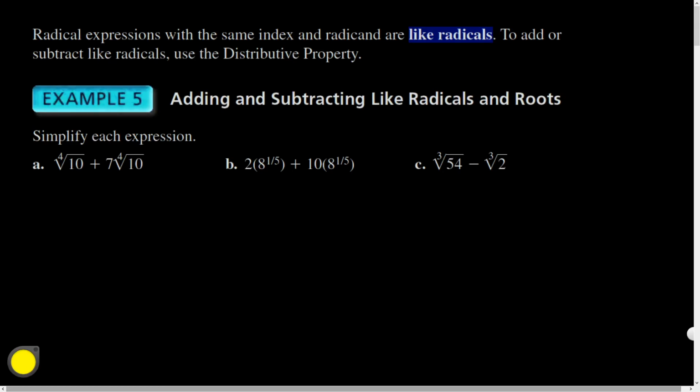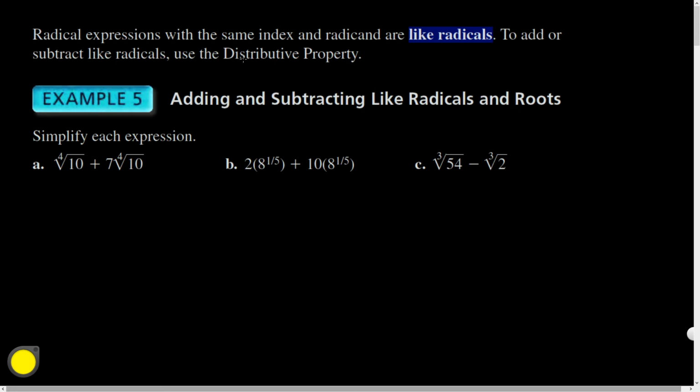This is part 2 about properties of radicals and stuff. We've already seen some of these things in previous sections from previous books, but it's kicking it up a notch with a little bit more complexity. And so here we go.